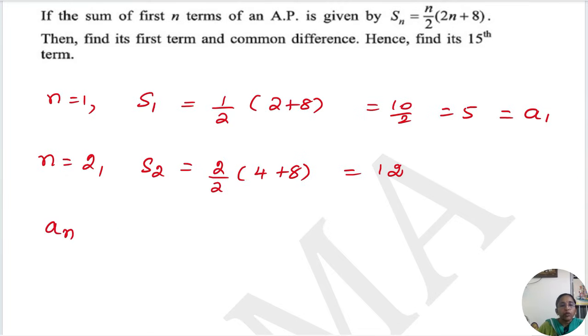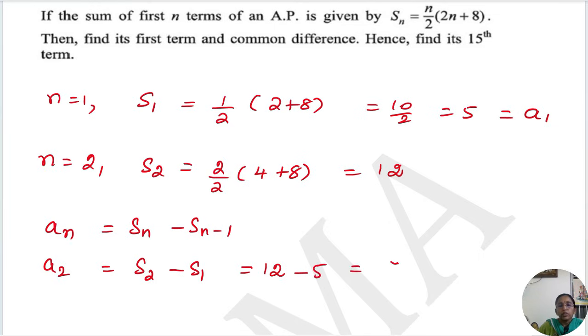So a_n, we know the formula a_n is equal to S_n minus S_(n minus 1). So a2 is equal to S2 minus S1. So S2 is 12 and S1 is 5. So this is a2 is 7 now. And what is our d? a2 minus a1. So 7 minus 5, which is equal to 2.